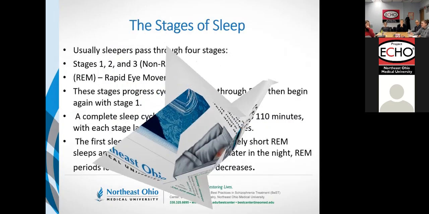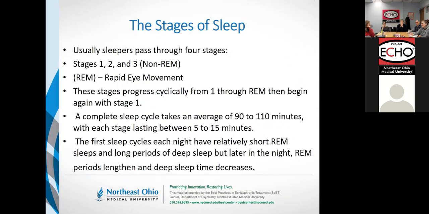Okay, so the stages of sleep, and again, this is very basic, just for the sake of completion and thoroughness. Usually sleepers pass through 4 stages of sleep. Stages 1, 2, and 3 are considered non-REM, and we're going to discuss what REM is. It stands for rapid eye movement. The 4th stage is the REM stage itself. These stages progress cyclically from 1 through REM and then begin again. So it's kind of like a continuous cycle.